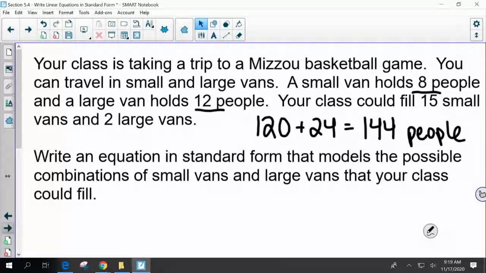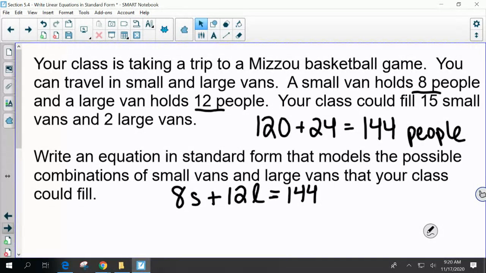Okay, so then we just need to write an equation with all the combinations you could have. You could use X and Y, or you could use like S and L for small and large. What number would go with small? 8. So if we did 8S plus what number goes with large? 12L, or you can do whatever you want variable wise, equals how many people? 144. So this would be how you would figure out combinations.